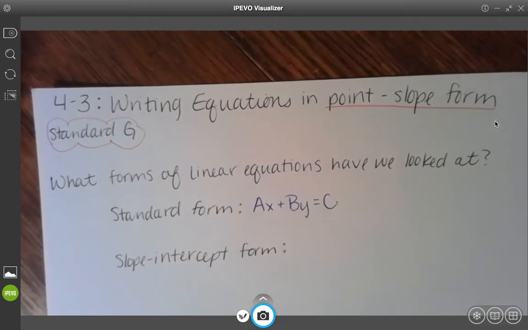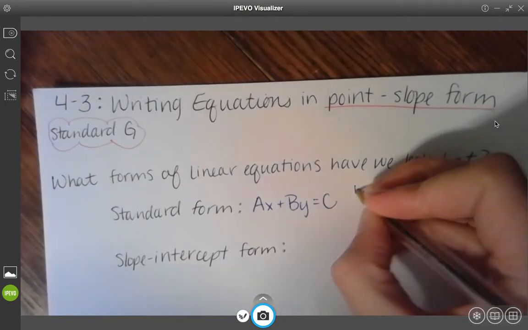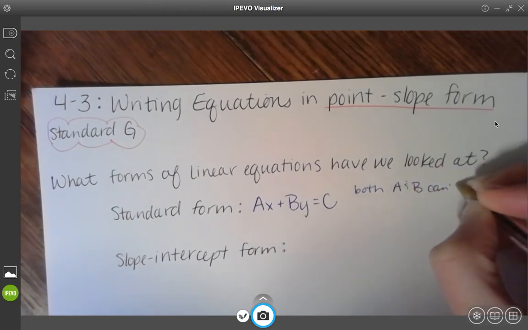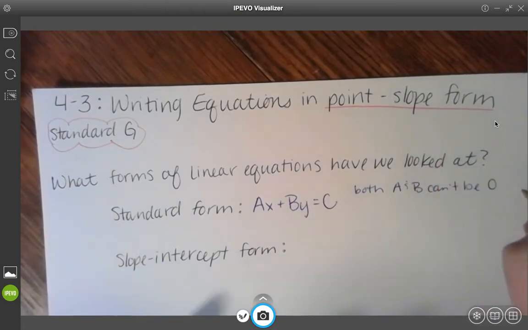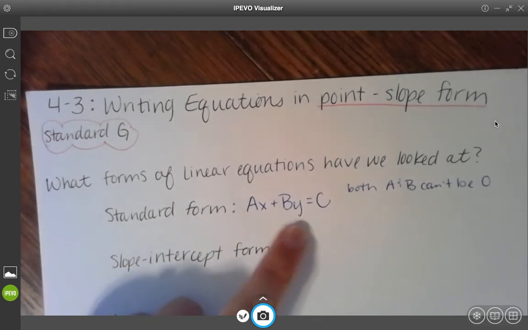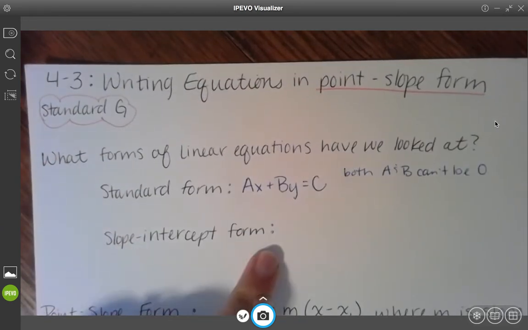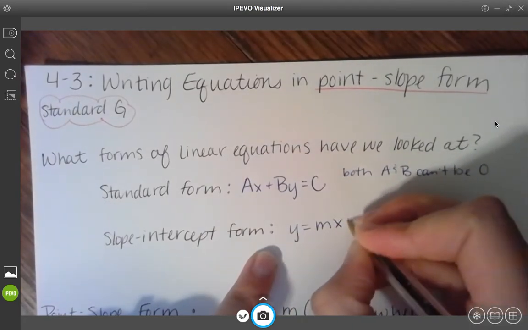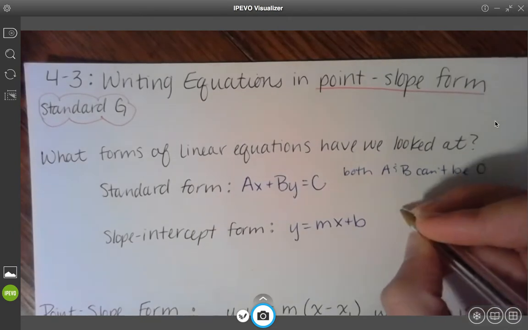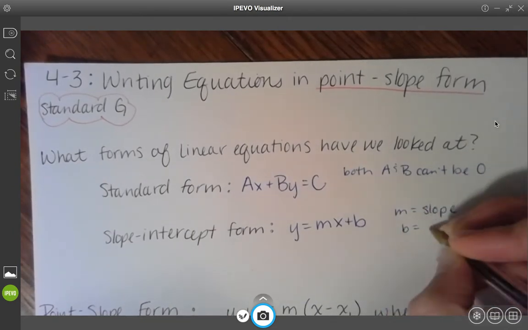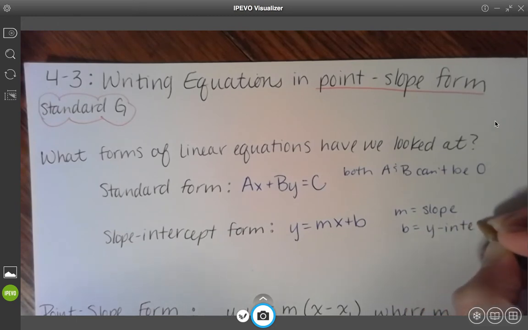And then there were some things with that where both A and B can't be 0. And I think that was really the big rule with what each value could be. Remember, A, B, and C are numbers, X and Y are our variables. Slope-intercept form was another one we just looked at. That's y equals mx plus b. M is slope, b is our y-intercept.